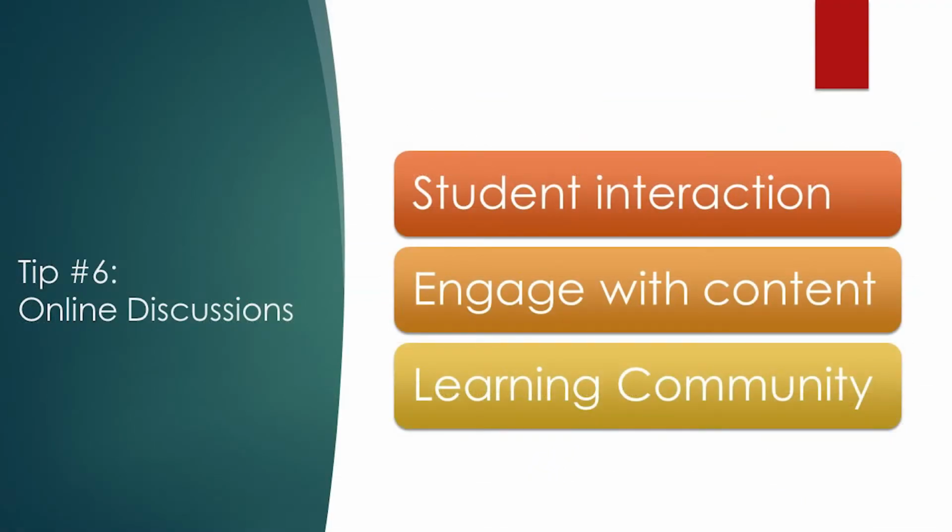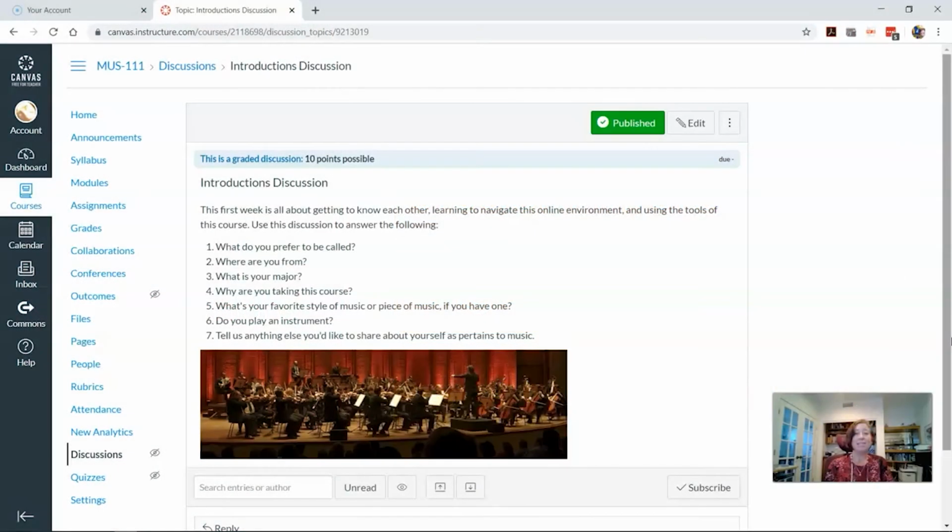Tip number 6, use online discussions as a way to get all of your students to interact on an even playing field. What I mean by this is that in a face-to-face course, sometimes the extroverts and the class clowns are the ones that take over the class. The introverts here have an equal playing field. Everybody can post when they're ready for their initial post, and then they can reply to each other through this discussion board in threaded responses, and this gives everyone a chance to get to know each other and make the course a more engaging experience.